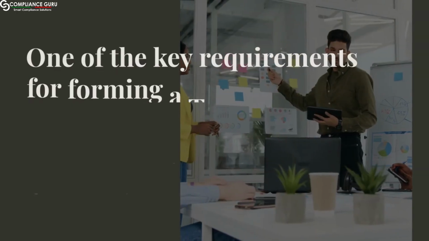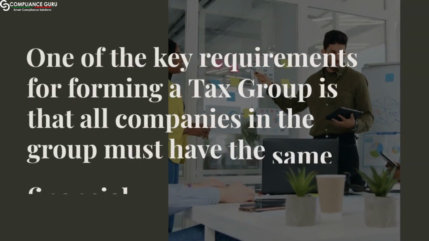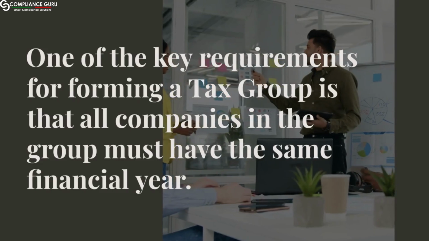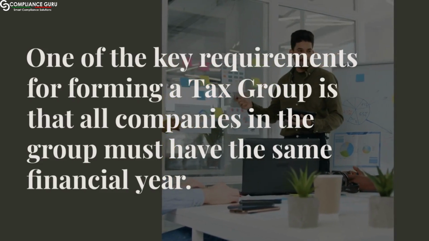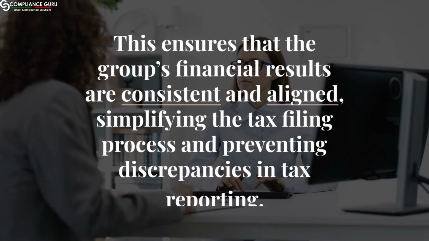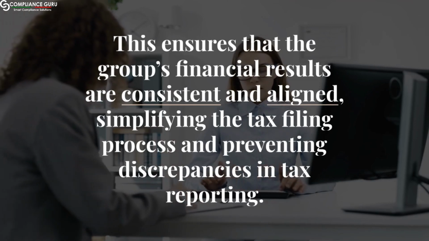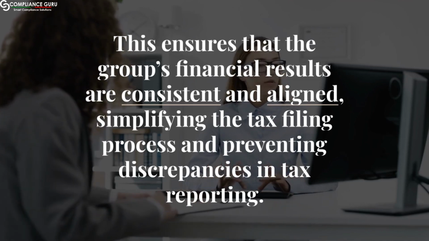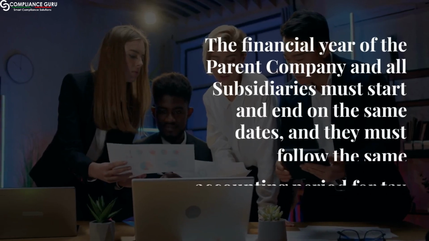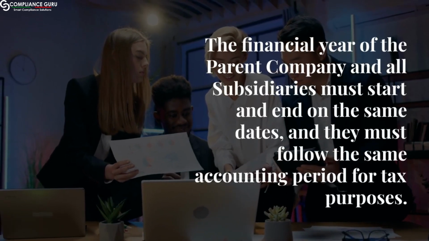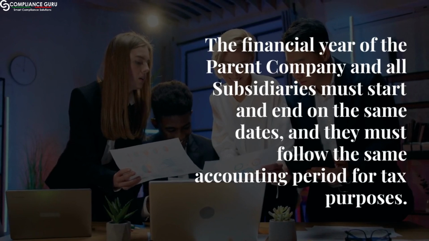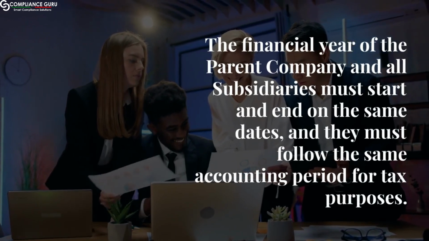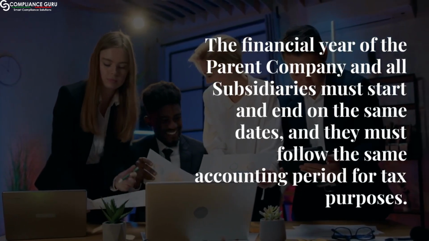One of the key requirements for forming a tax group is that all companies in the group must have the same financial year. This ensures that the group's financial results are consistent and aligned, simplifying the tax filing process and preventing discrepancies in tax reporting. The financial year of the parent company and all subsidiaries must start and end on the same dates, and they must follow the same accounting period for tax purposes.